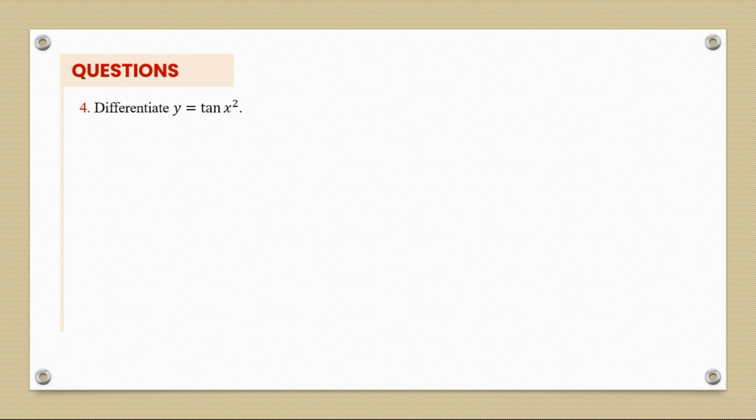Alright, let's look at another question. We're being told to differentiate y is equal to tan x squared. This is also another example that requires the chain rule. So also we're going to represent this using a t.